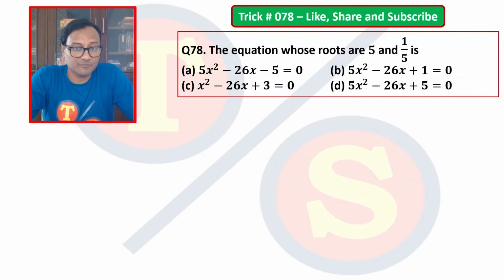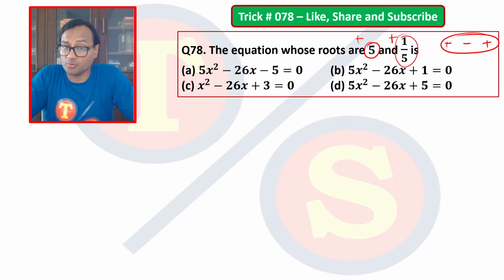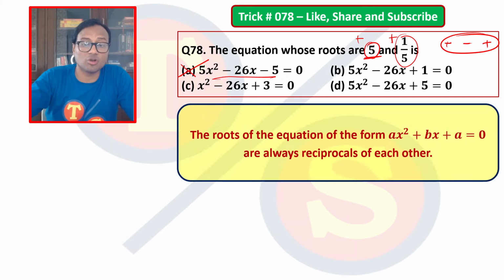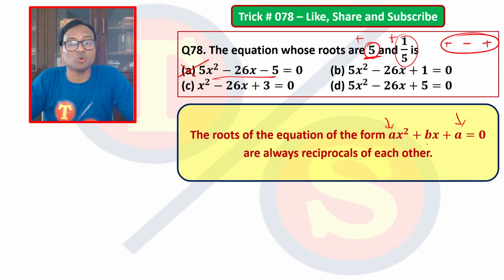After that, 78, if I say that the equation whose roots are 5 and 1 by 5, the first thing is both the roots are positive, so the equation must be in the format of plus minus plus. I told you that whenever the sign convention is plus minus plus, then both the roots are positive. So the first answer option is eliminated because the sign convention is not proper, right? And then we can see that the other 3 answer options are correct. After that, if the roots are reciprocal of each other, then the first term and the last term must have the same coefficients.